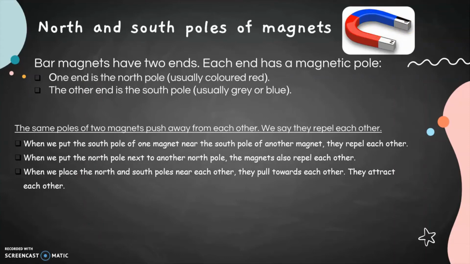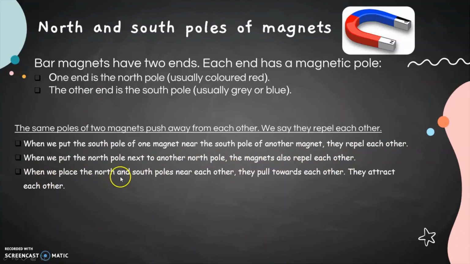The same poles of two magnets push away from each other. We say they repel each other. When we put the south pole of one magnet near the south pole of another magnet, they repel each other. When we put the north pole next to another north pole, the magnets also repel each other.